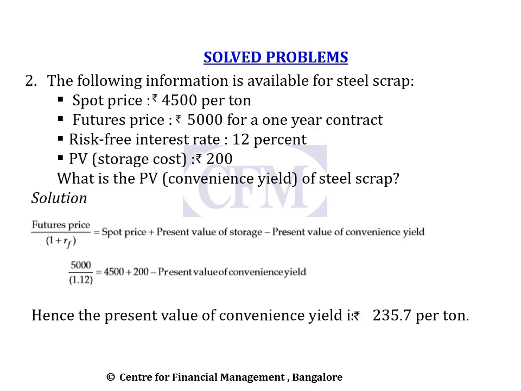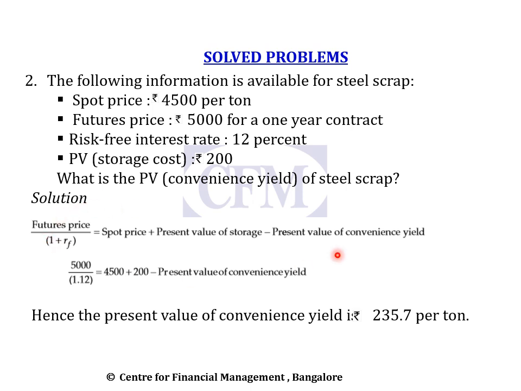Here is a solved problem relating to commodity futures. The following information is available for steel scrap. Spot price rupees 4,500 per ton. Futures price rupees 5,000 for 1-year contract. Risk-free rate of interest 12%. Present value storage cost rupees 200. What is the present value of convenience yield of steel scrap?